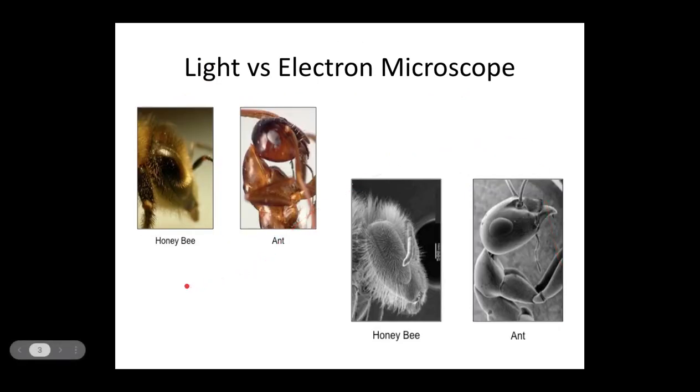And here are just two images that really distinguish the quality between a light and electron microscope. So on the left, as you can see here, this would be an image of a honeybee and an ant under a light microscope. And on the right, this would be the same specimen under an electron microscope. You can really see the differences that are highlighted and emphasized between the two types of microscopes.